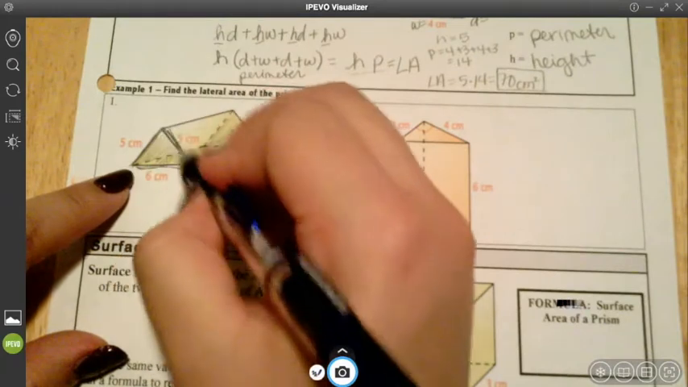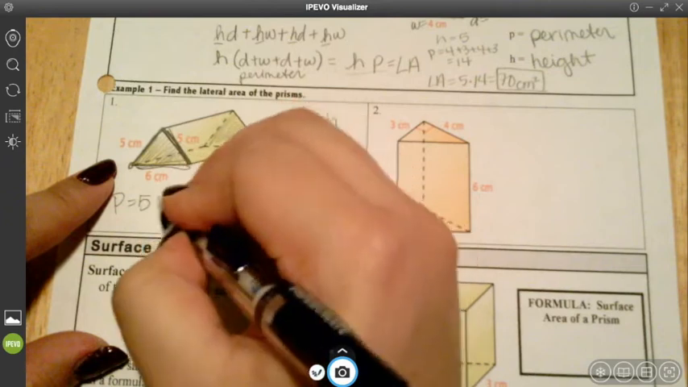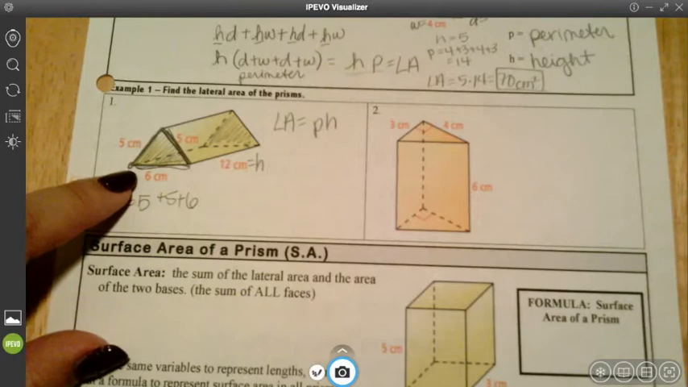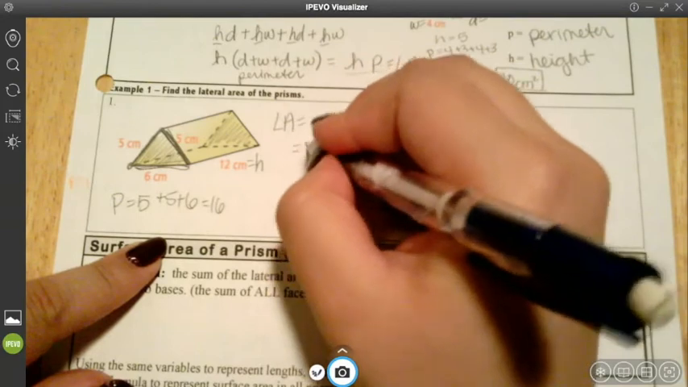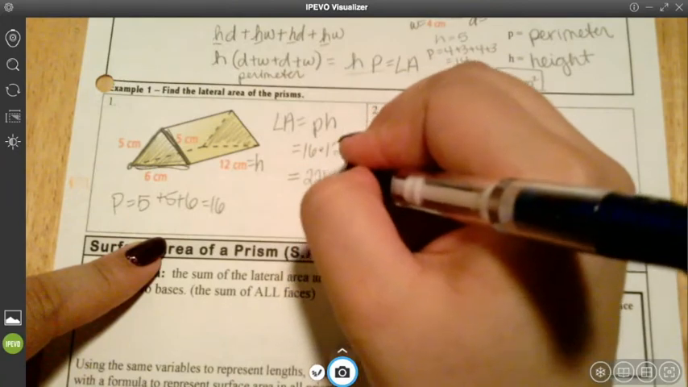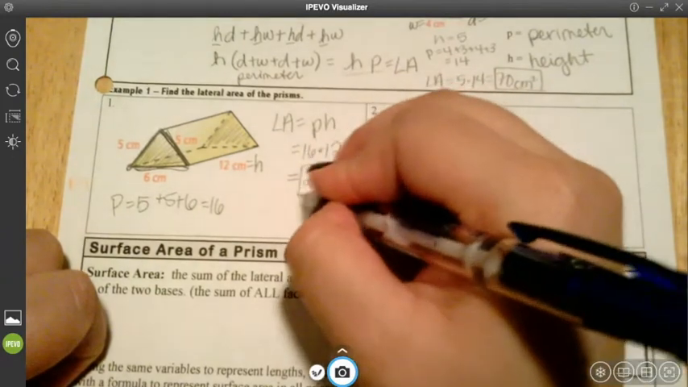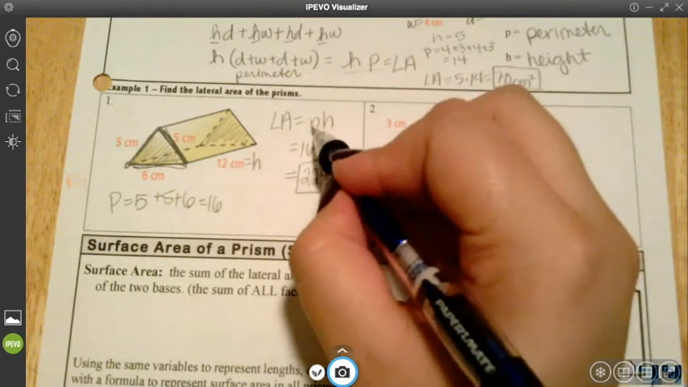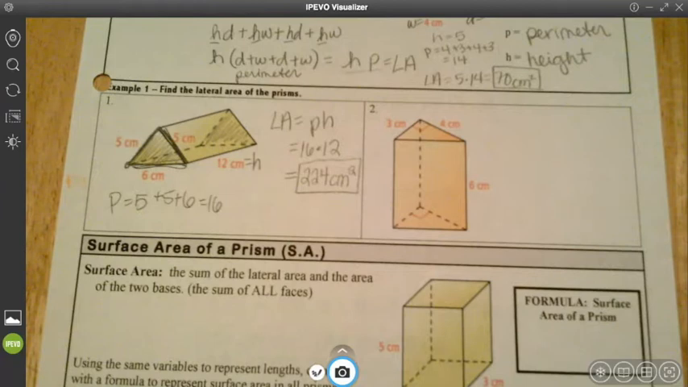So if I want to find the perimeter, if I start in one corner, that's 5 plus 5 plus 6. I ended back in the same corner. So that is 16. My perimeter is 16. My height is 12. 16 times 12 gives us a total of 224. My units are centimeters. This is an area, so it's squared. Okay, so using that formula to find the perimeter of one of the bases times the height, which is the distance between the two bases.